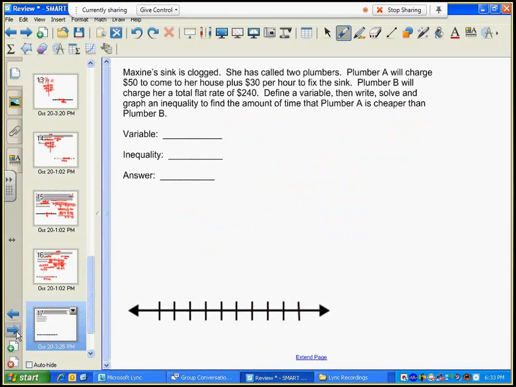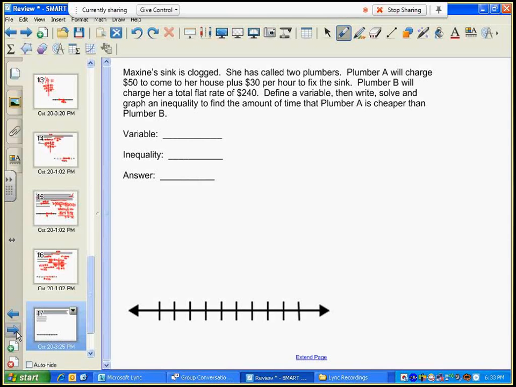All right, Maxine's sink is clogged. She's called 2 plumbers. This is a bonus question, by the way. It's not on your review, but this will help you, I promise you, on your test. Thank you for listening to the review. Thank you for flying the friendly skies. Maxine's sink is clogged. She's called 2 plumbers.